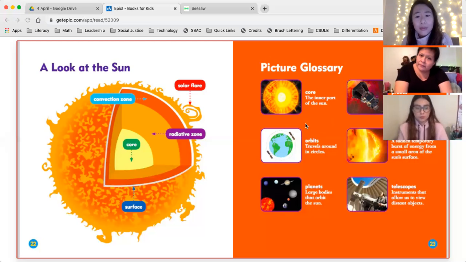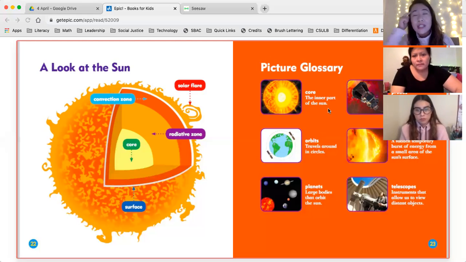I'm looking at the word core right here, and this is the picture that I saw on a different page of the text. I'm going to read the definition. It says, the core is the inner part of the sun. So I read it to myself and I make sure that I understand what I just read. The core is the inner part of the sun. And I like to go back to the page that I read before and see if it helps me add any information to what I read about the core.